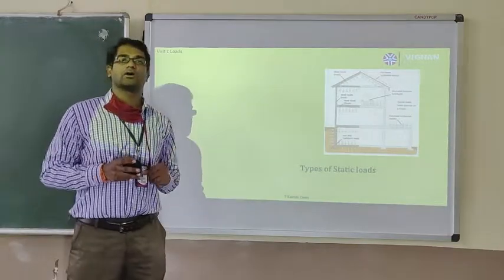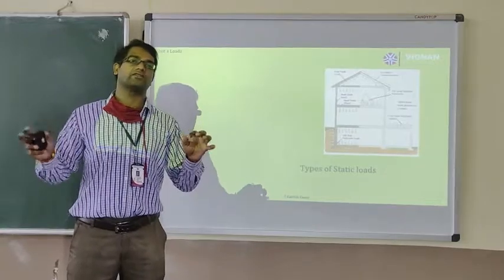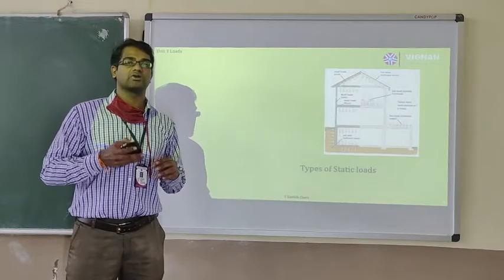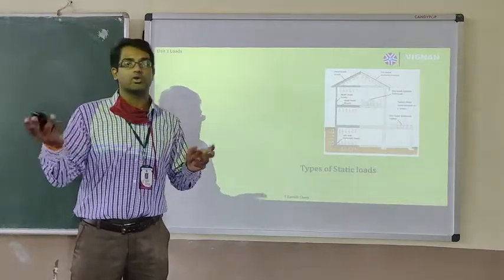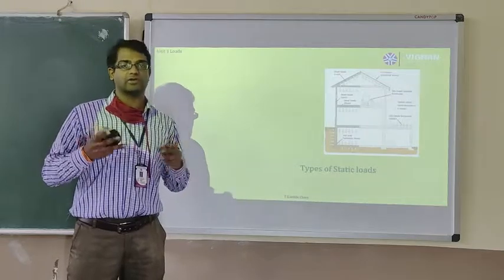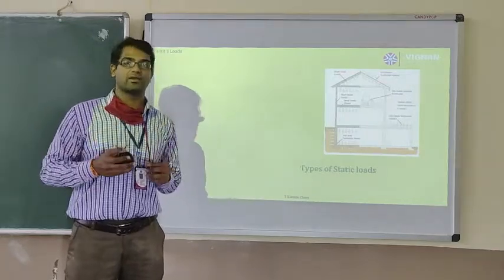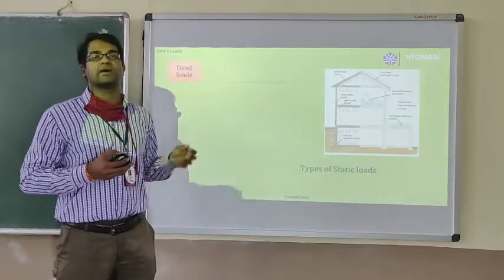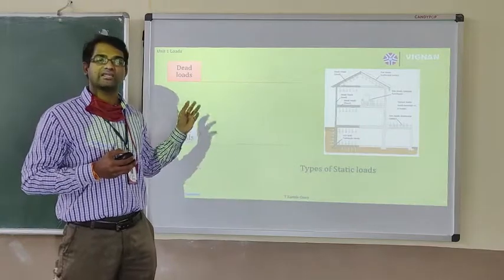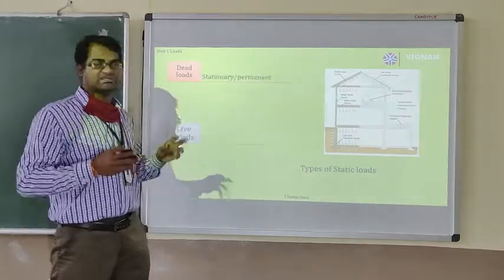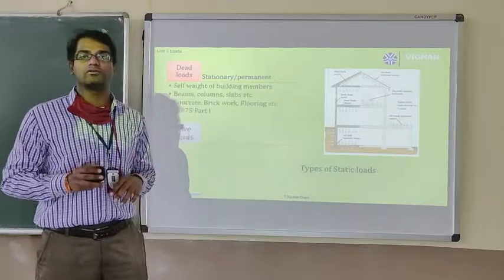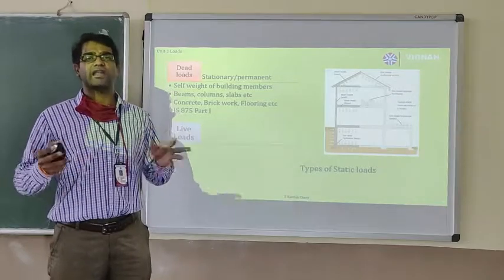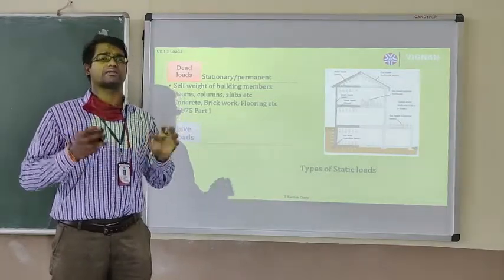A static load is a load which is constant at any period of time, whereas dynamic loads are not constant, right? Examples of time variant loads are wind loads and earthquake loads, which we cannot predominantly estimate. Static loads we can estimate, and those are bifurcated into dead loads and live loads. Dead loads are the stationary and permanent loads which will not move. These include the self weight of building members, beams, columns, slabs, concrete, brickwork, flooring, etc.